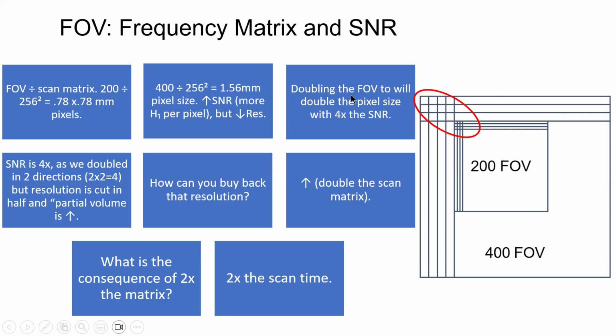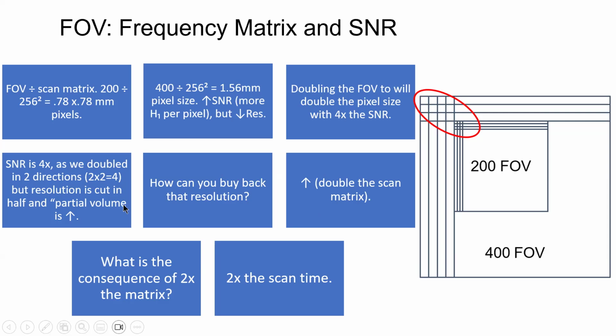Let me ask you this. If you double your field of view, you're going to double your matrix size, and you're going to get 4 times your signal to noise. So this right here, you go from 200 field of view to 400 field of view. Your signal to noise goes up by 4 times because we're doubling the pixels in 2 directions. You're doubling it left to right, and you're doubling it front to back. So now your pixel size is 4 times bigger, and you're doubling it twice. You're getting more pixels, more hydrogen per pixel.